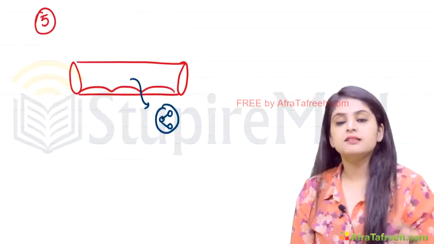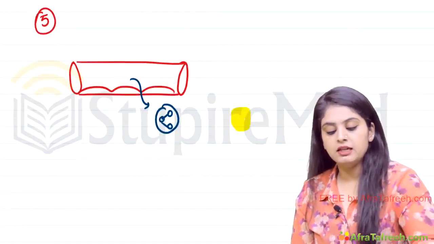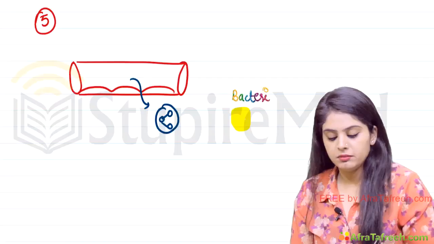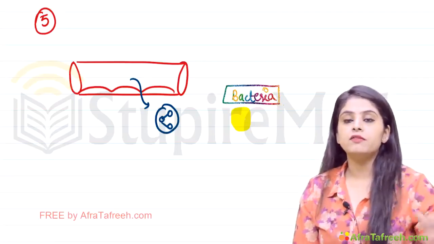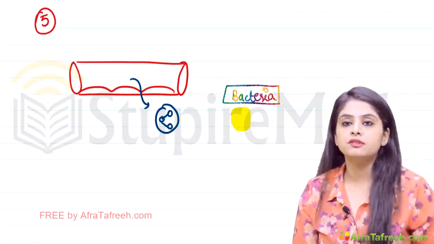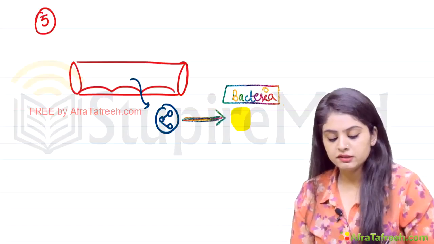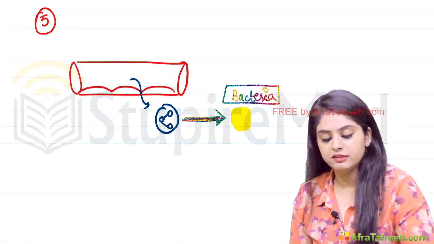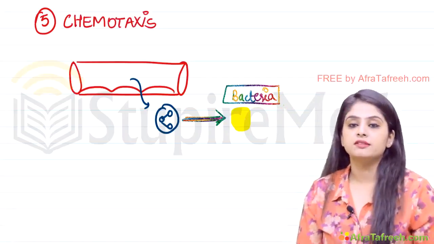This WBC, why has it come out? What was the main aim? Because somewhere in the body there is some bacteria or some antigen. Let's take the example of a bacteria. Somewhere in the body there is a bacteria the body wants to get rid of, and to get rid of it, it is sending its WBCs. So it has come out mainly because it has to move towards this bacteria. Now this is our next step. This process is known as chemotaxis.